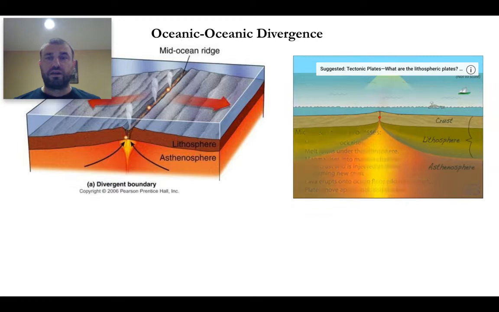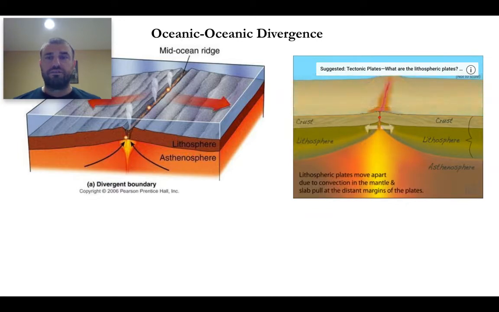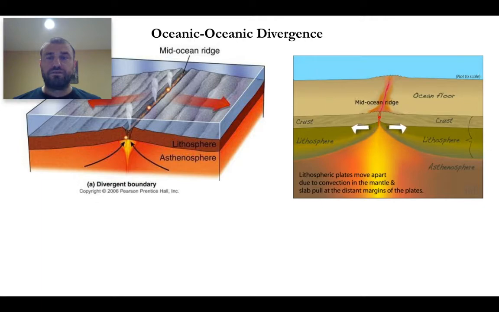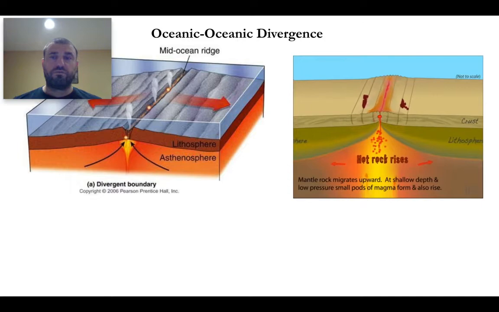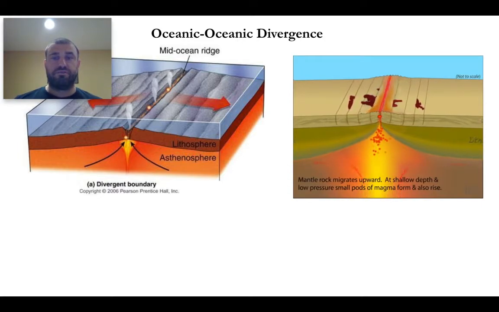So as hot mantle rock rises, begins to melt, and forms new rock, and then it moves to the side. And it takes the rock with it. It just takes the rock for a ride. So the further the rocks are from the ridge, the older the rocks get. And we spent a lot of time going over this with seafloor spreading.